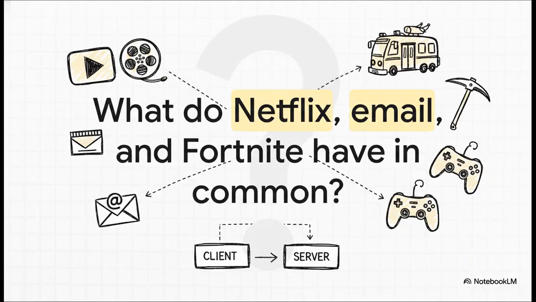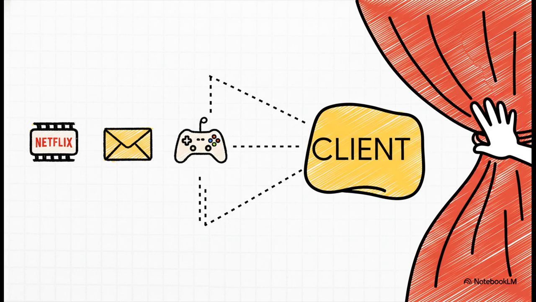So, let's start with a little riddle. What do three completely different things, say streaming a show on Netflix, checking your email, and jumping into a game of Fortnite, what could they possibly have in common? On the surface, nothing, right? But underneath, they all share the exact same technical DNA. And there's the answer. Every single one of them is a client. It's kind of like the hidden partner in everything you do online. So let's pull back the curtain and find out what that actually means.